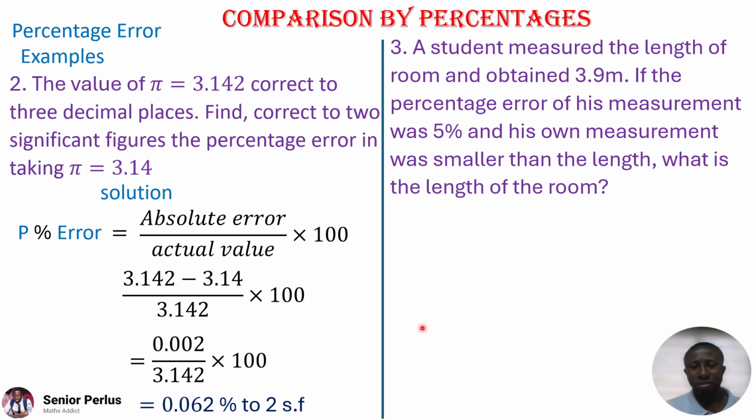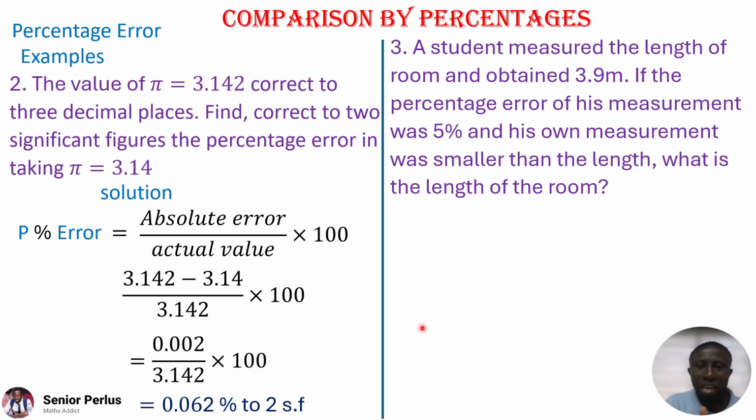The third one, I'd like some more examples. A student measured the length of a room and obtained 3.9 meters. If the percentage error of his measurement was 5% and his own measurement was smaller than the length, what is the length of the room? So let's see this question. A student measured the length of the room and obtained this. So the person measured the length and obtained this.